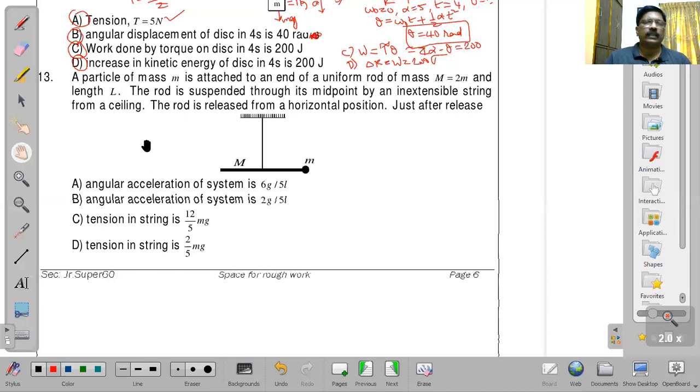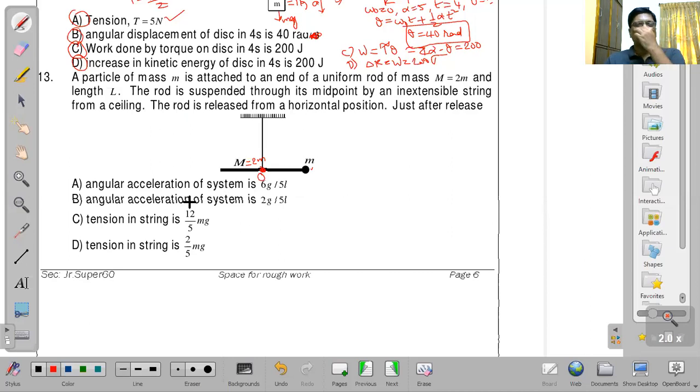Next, you see a particle of mass m. A particle of mass m is attached to one end of a uniform rod of mass capital M. This capital M is equal to 2m is given. This is suspended from the midpoint by means of an inextensible string. Now a particle of mass small m is suspended at one end, and this rod is suspended through the midpoint by means of an inextensible string. The rod is released from horizontal position. So just after release, whenever the rod is released from horizontal position, definitely as it is suspended from this point, about this point O, the rod will turn like this.